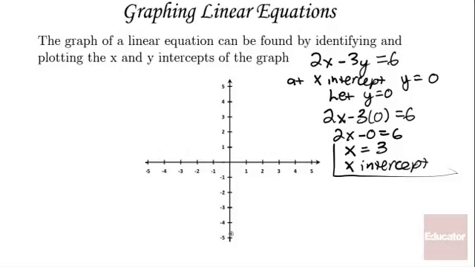So I can go over here and graph it. My x-intercept is going to be at 3. And remember, it's going to be 3, 0. So I have my first point on the graph.